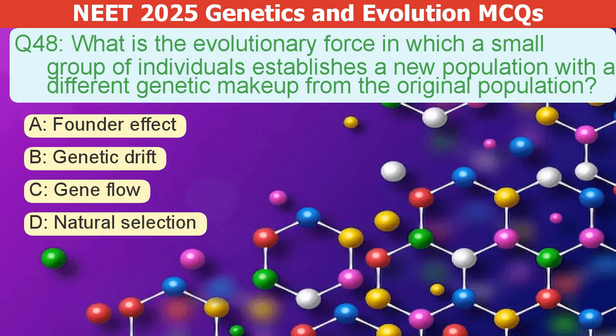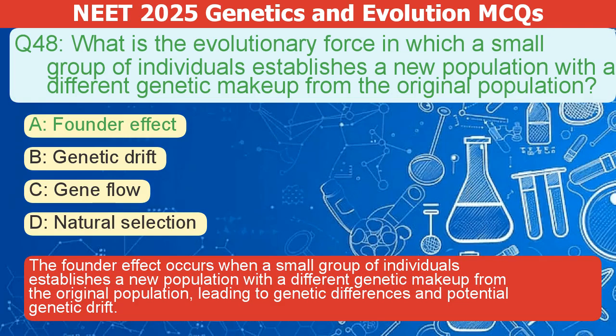What is the evolutionary force where a small group starts a new population with different genes than the original? A. Founder effect. B. Genetic drift. C. Gene flow. D. Natural selection. The correct answer is A. The founder effect happens when a small group starts a new population. This new group has a different gene mix than the original population. This leads to genetic differences and possible genetic drift.